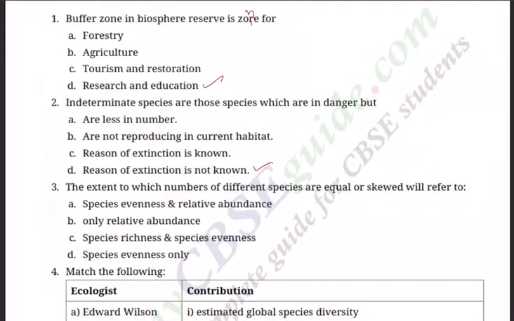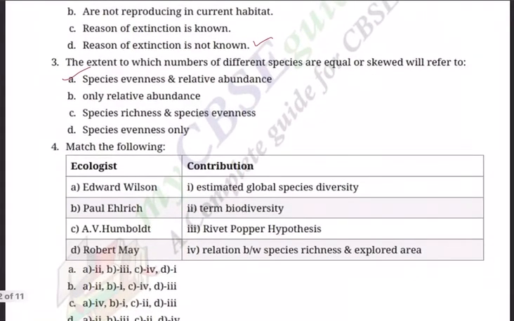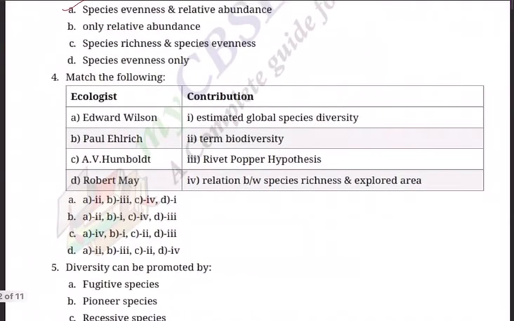Third, the extent to which numbers of different species are equal or skewed will refer to the species evenness and relative abundance. Of course, A should be the answer. The options were only relative abundance, species richness and species evenness, and species evenness only.